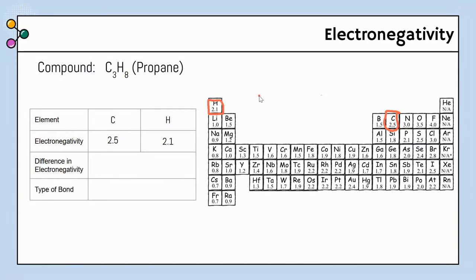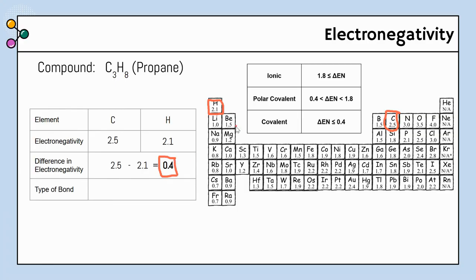Now remember, it's not about any individual pull. It's about the difference between the pulls. Is the pull between 2.5 and 2.1, is the pull between carbon and hydrogen great enough to make a difference in how they share the electrons? In this case, the difference between the two is 0.4. And if we consult our scale, we're going to find that 0.4 is pretty small. We have a covalent bond because that difference is less than or equal to 0.4. Essentially, this is showing that these atoms will share their electrons pretty much equally. We call this a covalent bond.